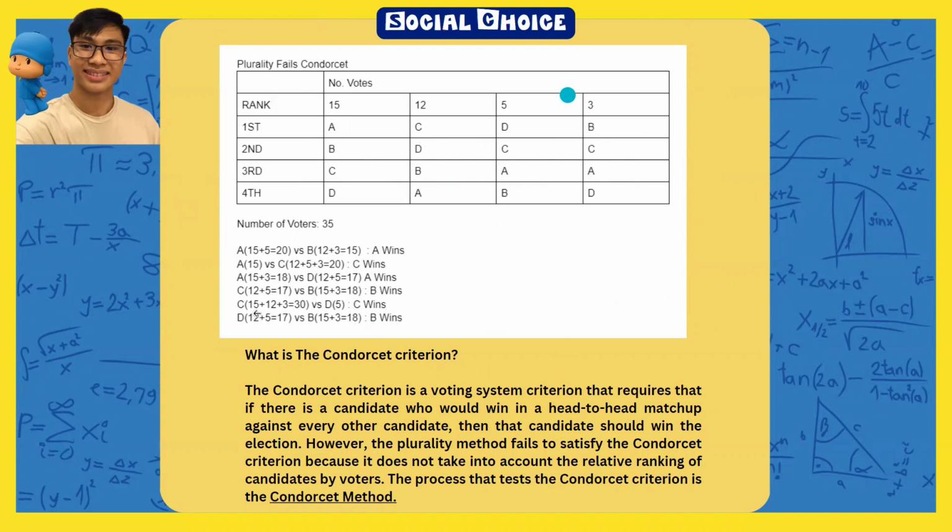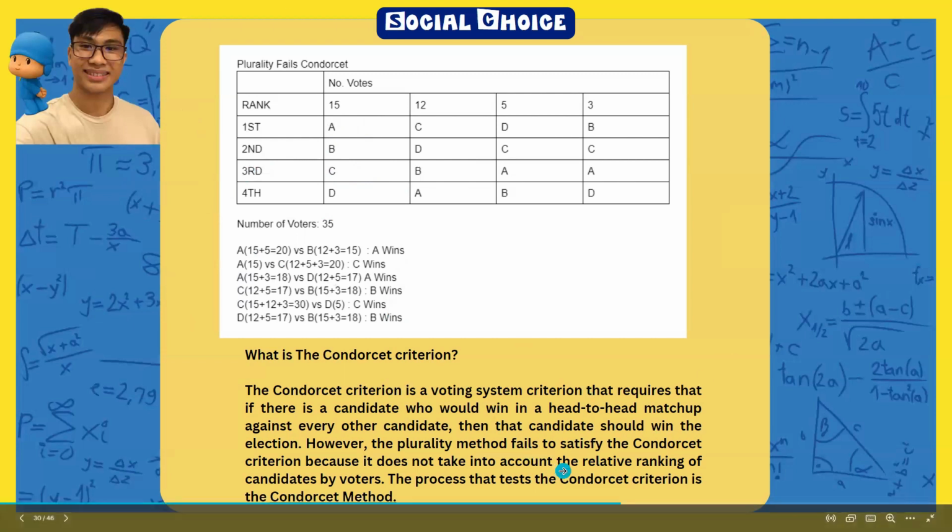So, yung ginawa natin dito, natin ma-check yung Condorcet criterion. So, after having a head-to-head challenge with all the possible combinations, makikita natin dito na magulo pa rin. So, walang clear winner. So, kaya nag-fail yung plurality sa Condorcet kasi the plurality method fails to satisfy the Condorcet criterion because it does not take into account the relative ranking of the candidates by voters.